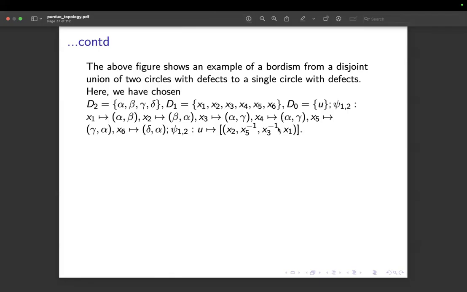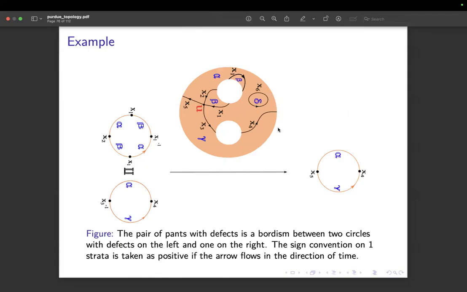Sorry to interrupt. On the previous slide, the way you've drawn this bordism reminds me of graph planar algebras, and I was wondering, in the Temperley-Lieb sort of thing, if you could put your finger on what, if any, precise connection there is there.